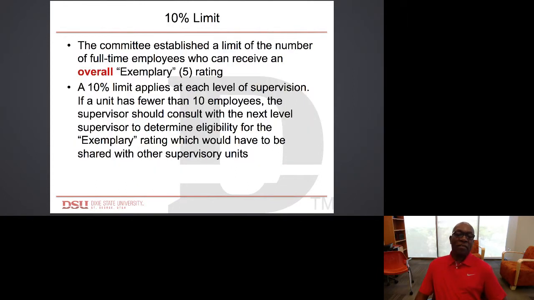The 10% limit. The committee established a limit of the number of full-time employees who can receive an overall exemplary 5 rating. A 10% limit applies at each level of supervision. If a unit has fewer than 10 employees, the supervisor should consult with the next level supervisor to determine eligibility for the exemplary rating, which would have to be shared with other supervisory units.